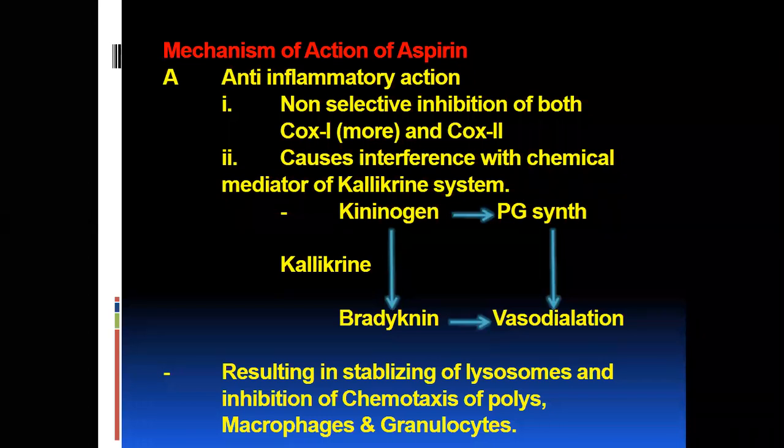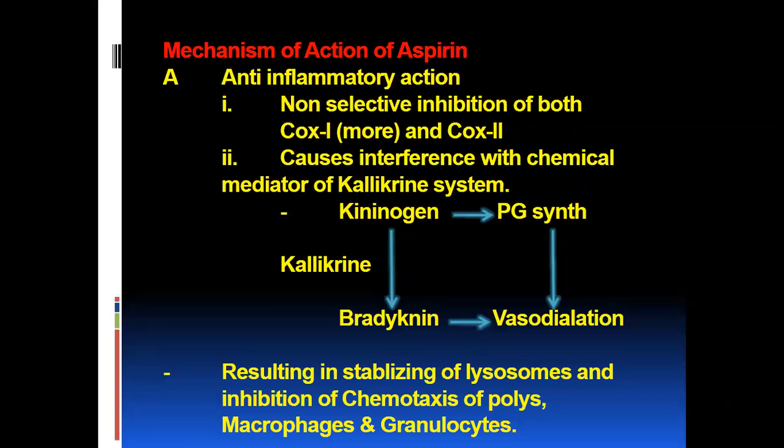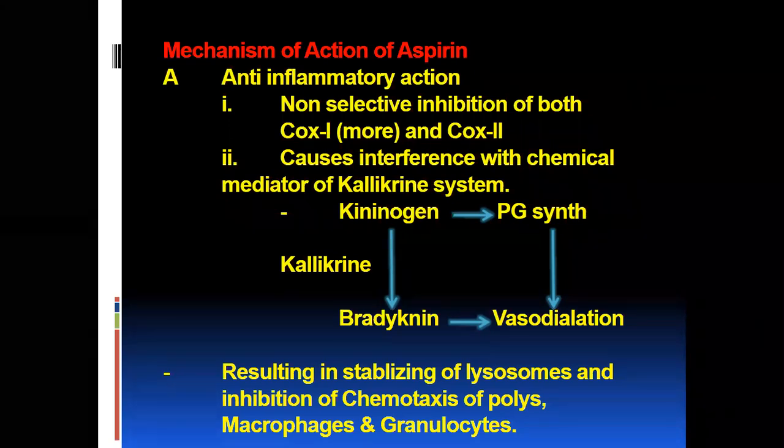First of all, anti-inflammatory action. The first mechanism is non-selective inhibition of both COX-1 and COX-2. In the case of aspirin, the COX-1 enzyme is inhibited more than the COX-2 enzyme. This is inhibition of prostaglandin synthesis: arachidonic acid is further converted into prostaglandin, prostacyclin, and thromboxane. This action is inhibited via inhibition of the COX enzyme, which I have described before.